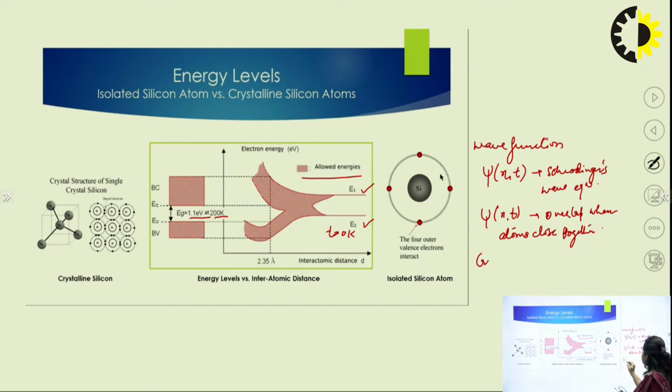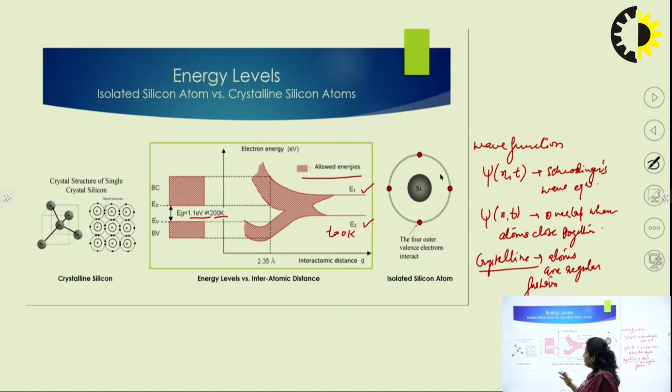What is crystalline? Crystalline means that the atoms are in a regular fashion. They are not at random. In the case of amorphous, they are randomly arranged in a particular lattice, whereas a periodic arrangement is there in the case of crystalline silicon. So you can see that one atom is here, then the second silicon atom is here, the third atom is here. So it is a periodic arrangement, not a random fashion.